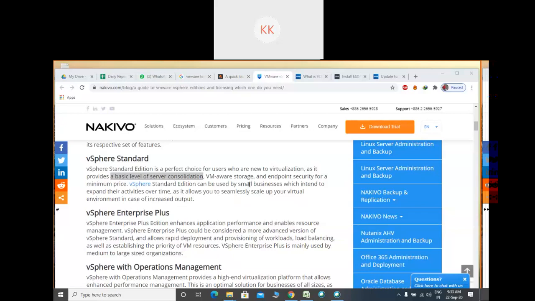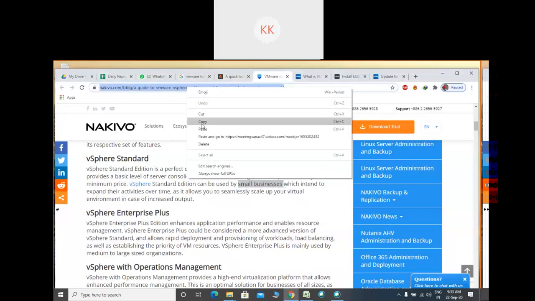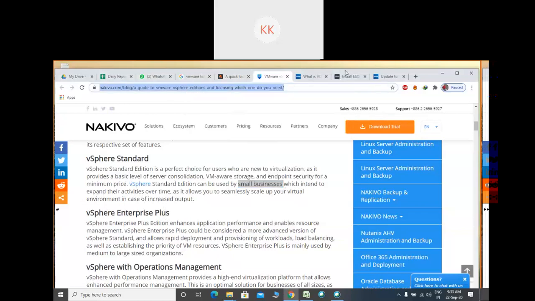A very big or a huge amount, right? So it's very essential. vSphere Standard Edition can be used by small businesses which intend to expand their activities over time. For your reference, I am pasting this link in the chat box. Please make a copy paste of it, or later on you can see it.